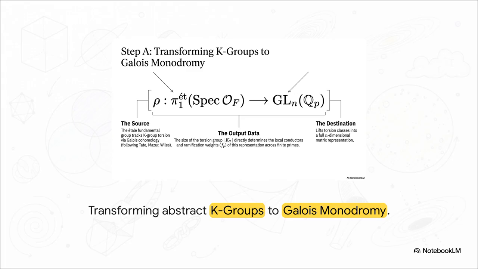Now, here's the precise source equation driving that first big transformation. By tracking Gauss cohomology, this mathematical operation grabs those abstract disconnected K-group points and lifts them into a full multidimensional matrix representation. The really vital takeaway here? The sheer size of that initial abstract torsion group directly dictates our output. It defines the local conductors and physical limits across finite primes.